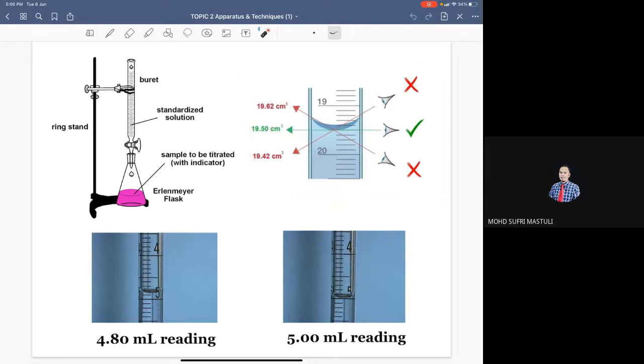Make sure your eye is on the level of the meniscus, not from above or from below the meniscus. So for example, this one is 4.8 milliliter and this one is 5 milliliter volume of solution.